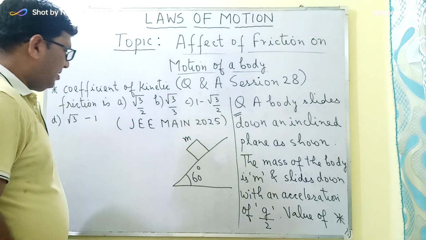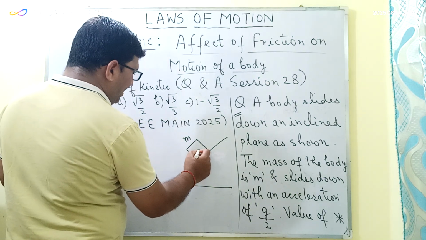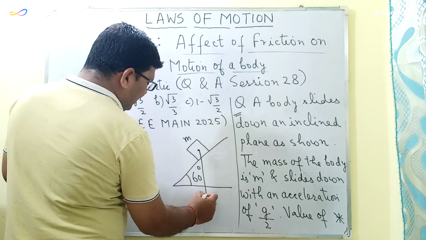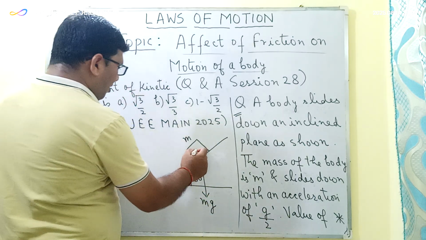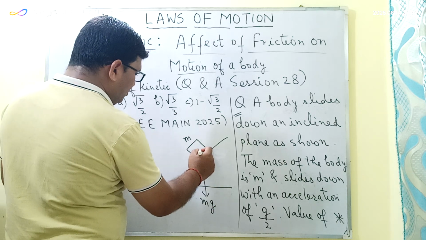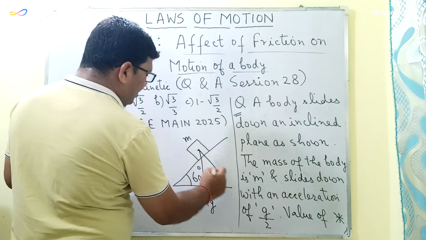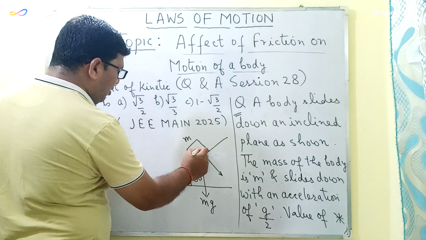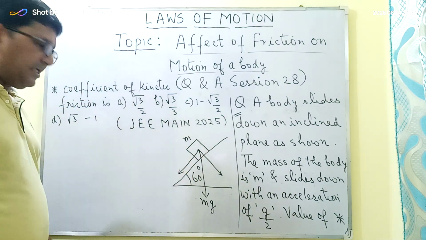Now here this is a body which is having a mass m. So weight will be acting vertically downward. This is equal to m into g. Now I will resolve this weight into two components. One component will be perpendicular to this inclined plane and the other component will be parallel to this inclined plane.